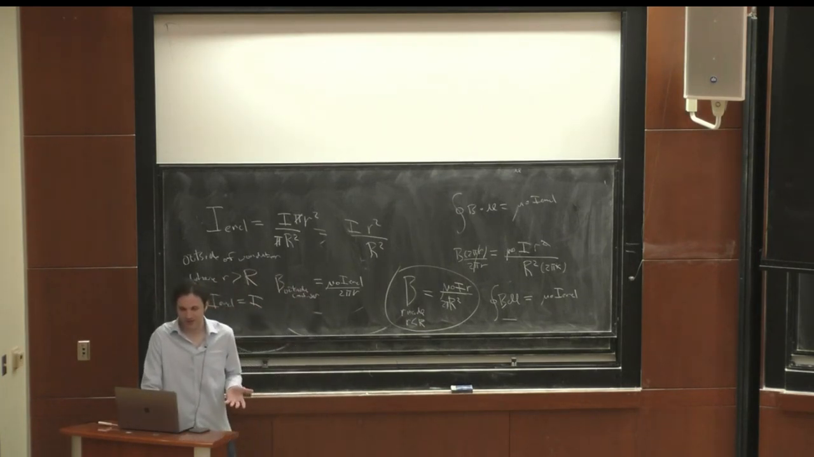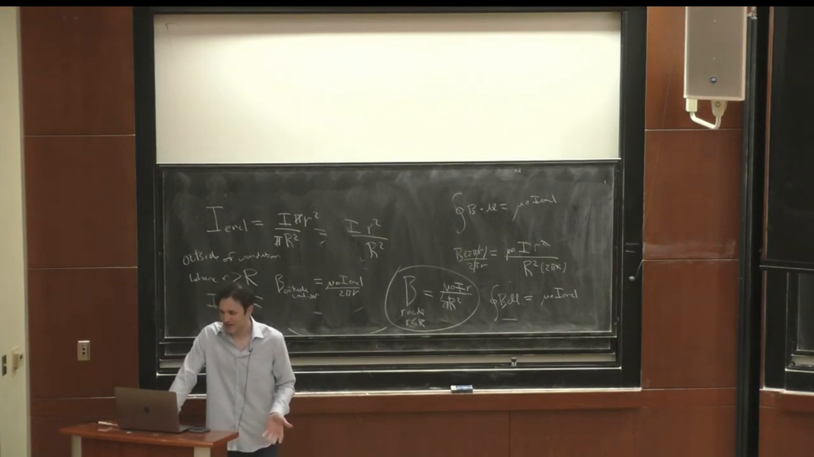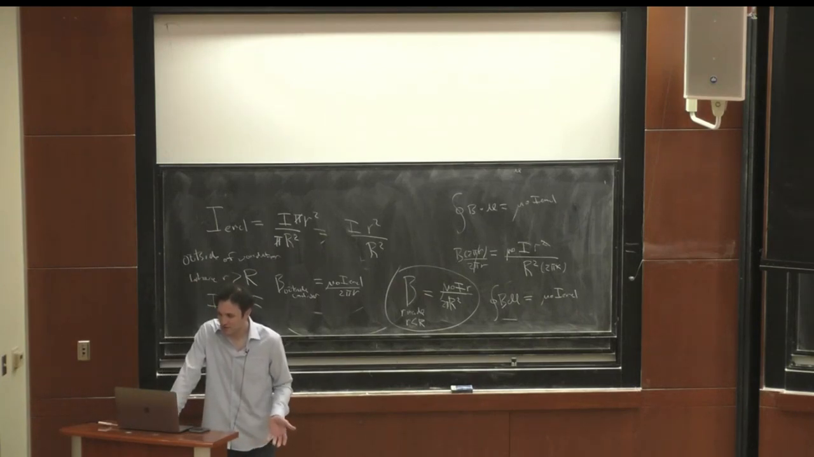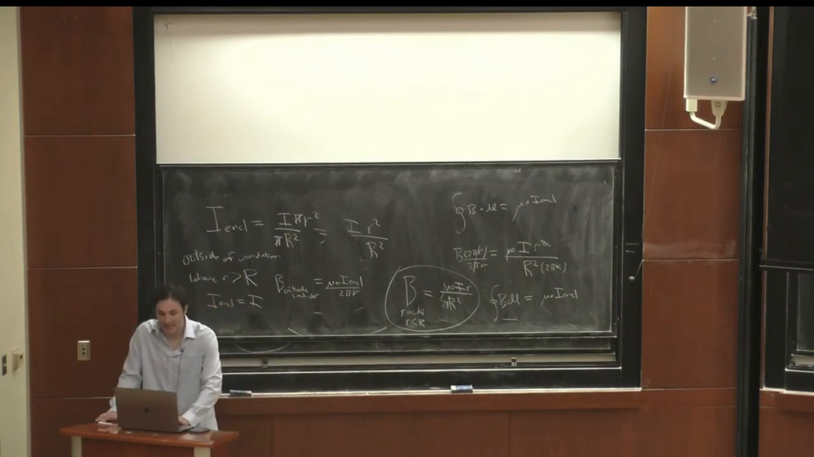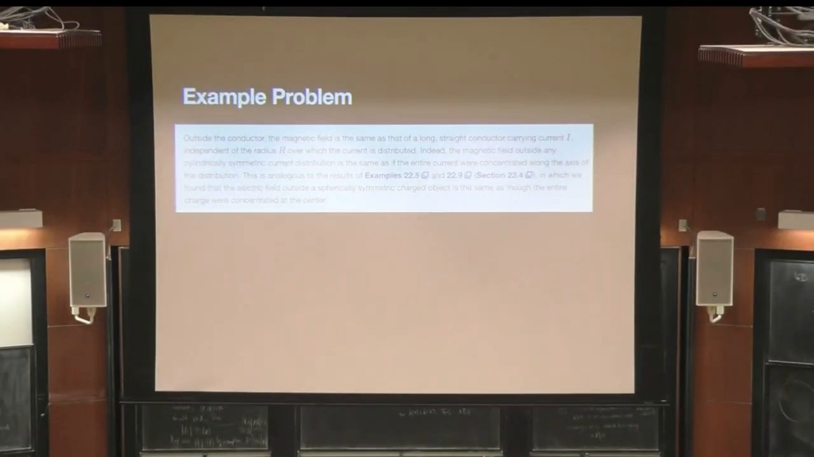So outside the conductor, the magnetic field is the same as a long, straight conductor carrying current I, independent of the radius R over which the current is distributed. And so the magnetic field outside any cylindrically symmetric current distribution is the same as if the entire current were concentrated along the axis of the distribution. We found an analogous result last quarter, in which you found the electric field outside a spherically symmetric charged object is the same as though the entire charge were concentrated at the center.